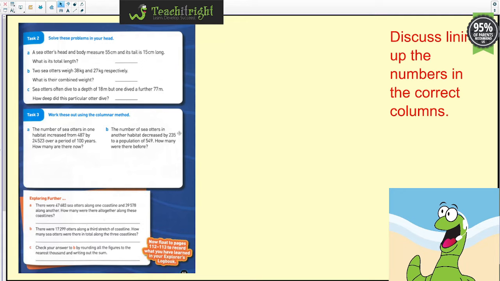Okay, here I go. Let's run through task 2 now. So the sea otter's body and head measures 55 centimeters, and its tail is 15 centimeters. So we're adding 15. So what's its total length? Well, 5 plus 5 is going to be 10. And then we have 5 plus 1 plus 1 is 7, so 70. So I get 70 centimeters.